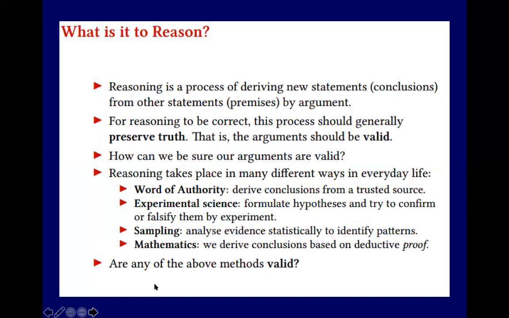So reasoning is a process of deriving new statements, as I already mentioned. Reasoning means you already have knowledge and we are inheriting it, deriving it further from other statements by the argument. So for reasoning to be correct, this process should generally preserve the truth. There should be some truthness with valid arguments or valid parameters. So that generates the need for reason. How can we be sure our arguments are valid?